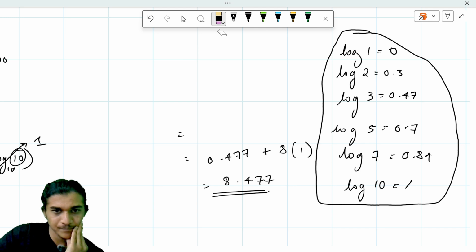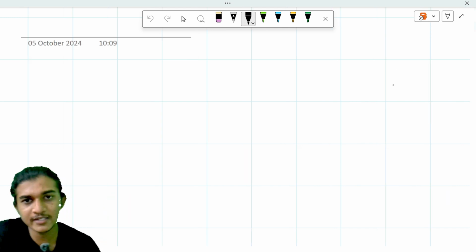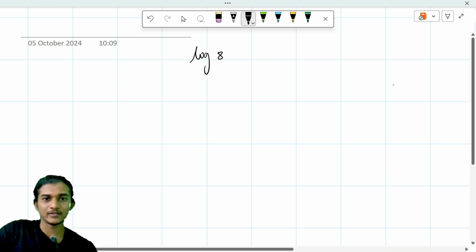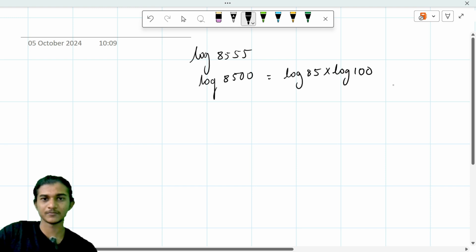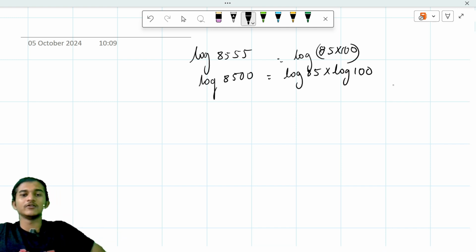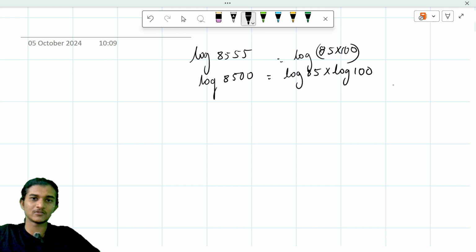I'm going to do one more example. Let me take randomly one more value and try to find the log of that. So log of, let's say, 8,555. Now this number could be approximately written as 8,500. So let me apply the values here: log of 85 into 100. You should be able to do this very quickly. Use the first formula which I wrote in the beginning of the video. You can split it as log 85 plus log 100.